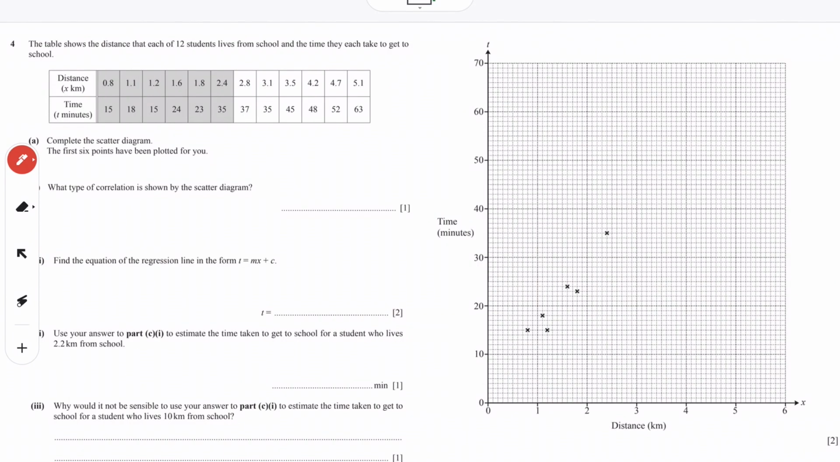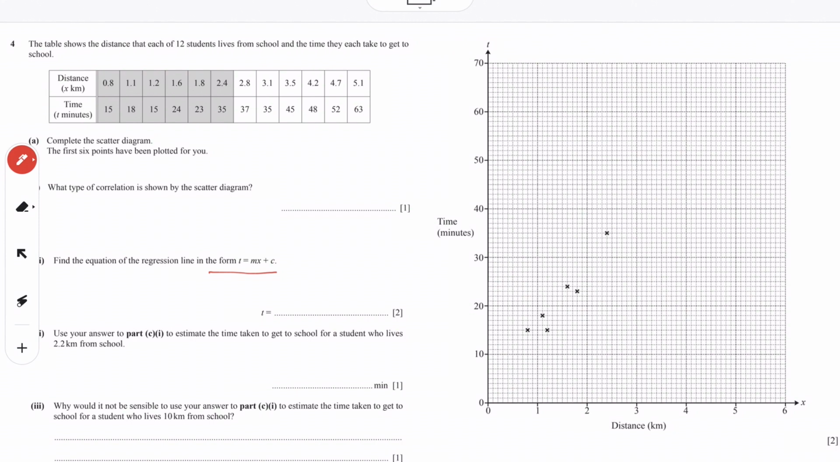This next question, we're looking at statistics. We've got some data that needs plotting on a graph. We're also going to be using the GDC for this as we get a little bit further on, and we're looking at this thing here. So the table shows the distance that each of the 12 students lives from school and the time they take to get to school. A. Complete the scatter diagram. The first 6 points have been plotted for you. So for 1 mark, we've got to put these points on.